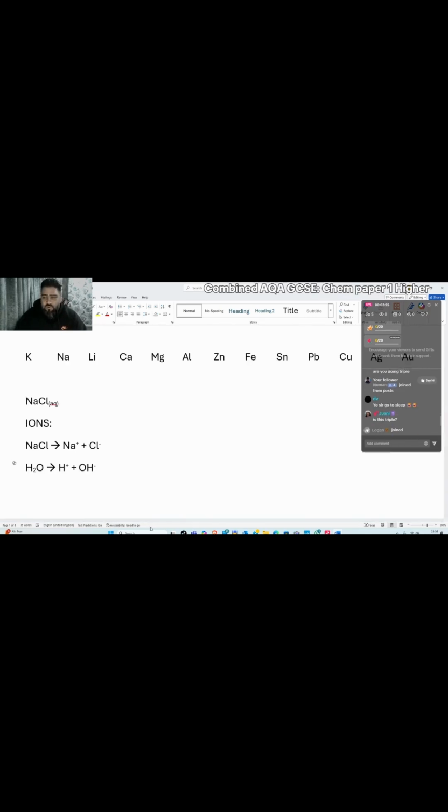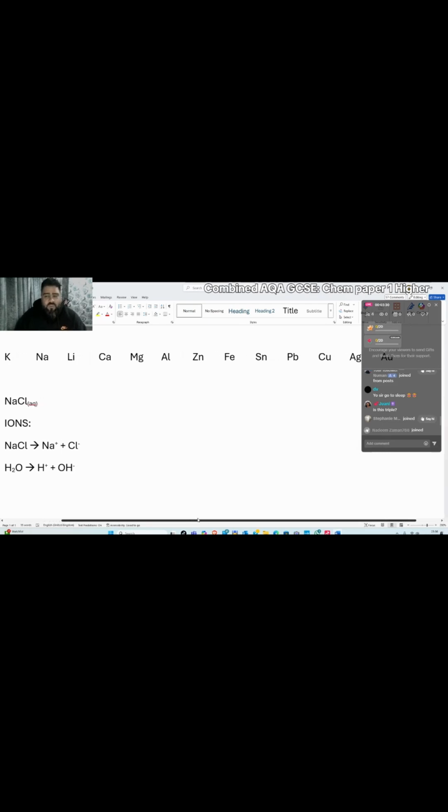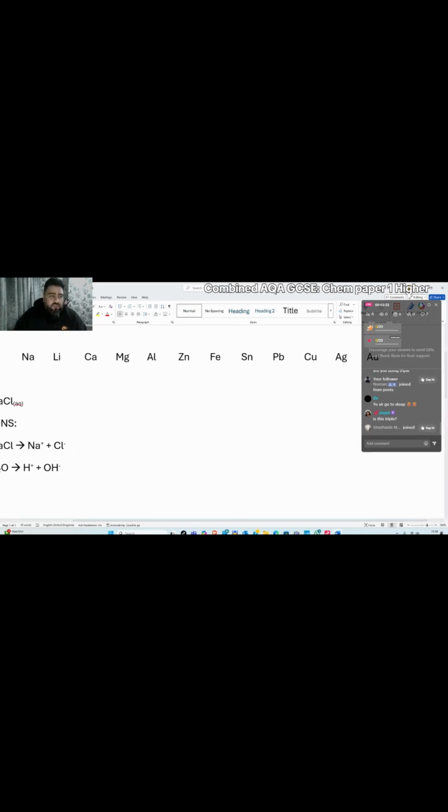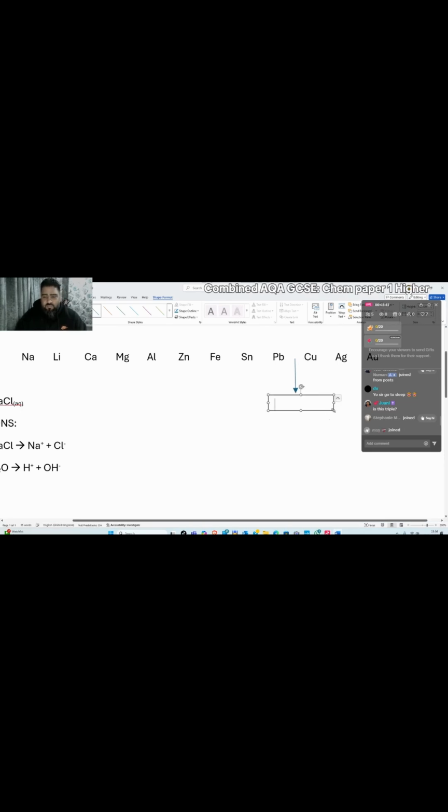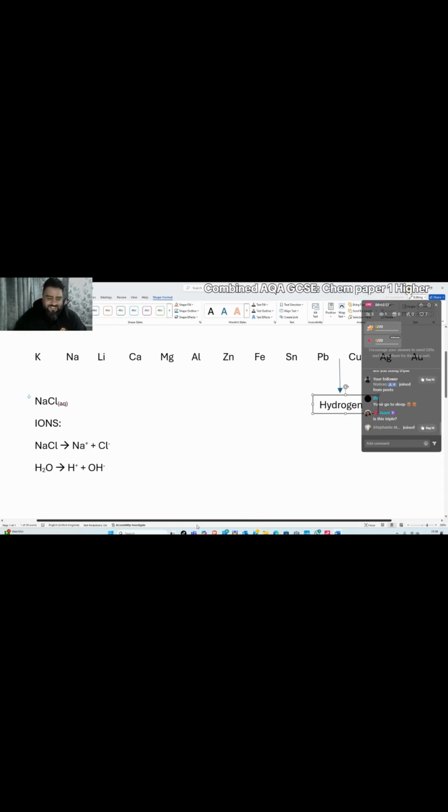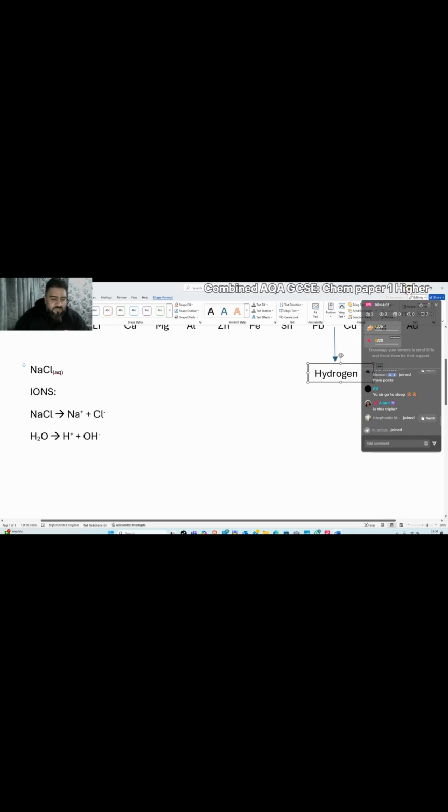One of the most important things to know in terms of electrolysis is where hydrogen fits in. Hydrogen is a non-metal and it's going to fit in here, just above copper. What this means is that it is more reactive than copper, but less reactive than everything else. So lead is more reactive than hydrogen, calcium is more reactive than hydrogen, but copper is less reactive. So we've got H2O, which makes H+ plus OH-.